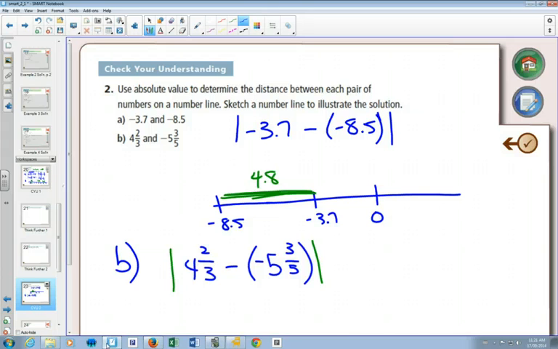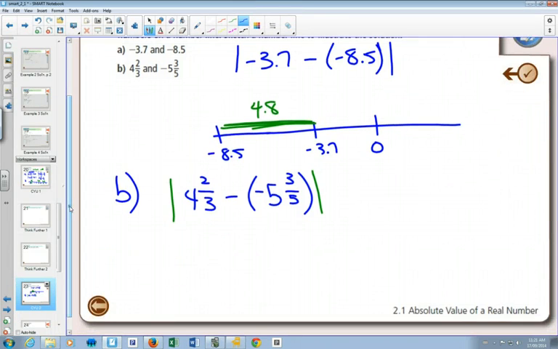The absolute values act as brackets. We have to do the inside of the brackets first, and then once we get an answer, we can do the absolute value at the very end, which says if it's a positive number, it's going to stay the same. If it's a negative number, it's going to become positive. So I'm going to work inside these absolute value bars. First of all, subtracting a negative is like adding. So I've got 4 2/3 plus 5 3/5.